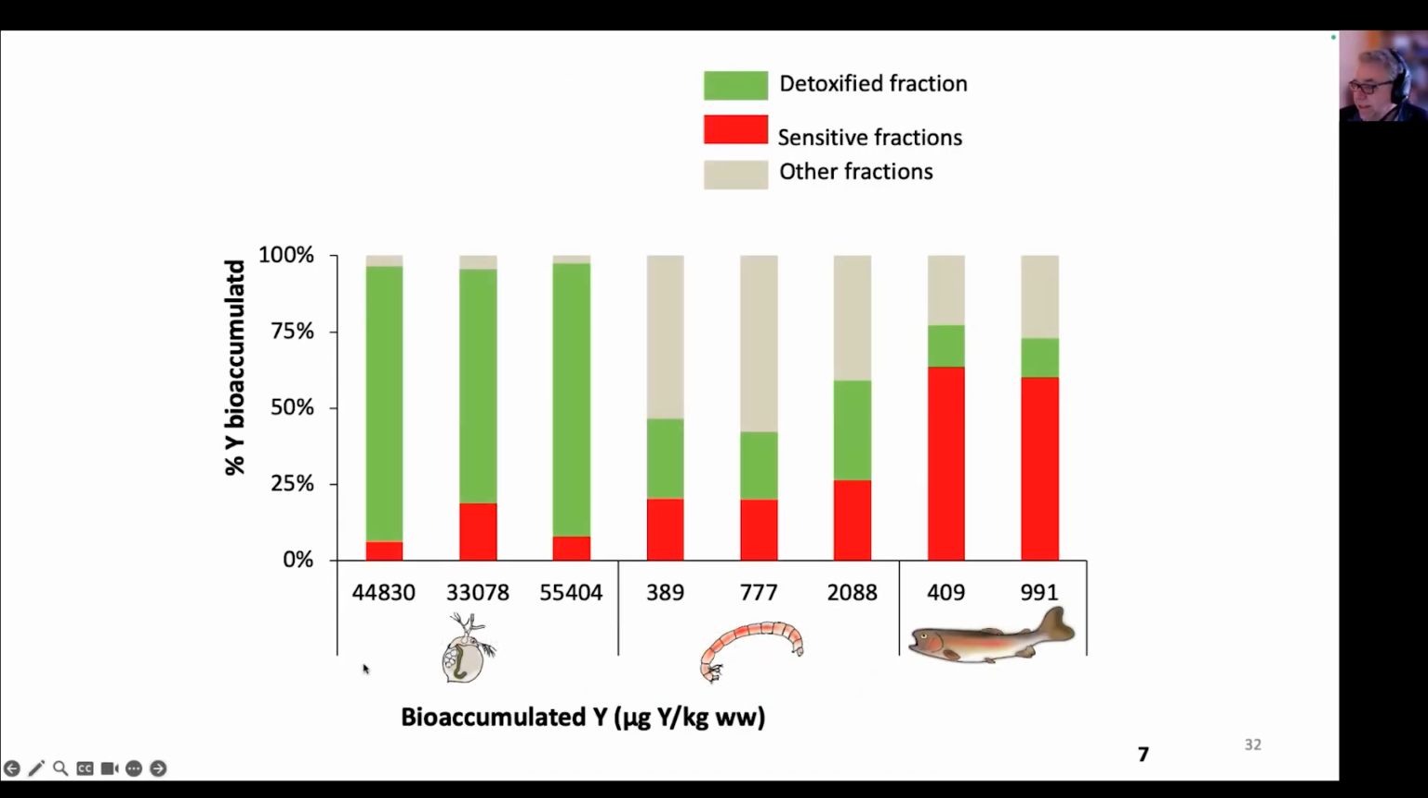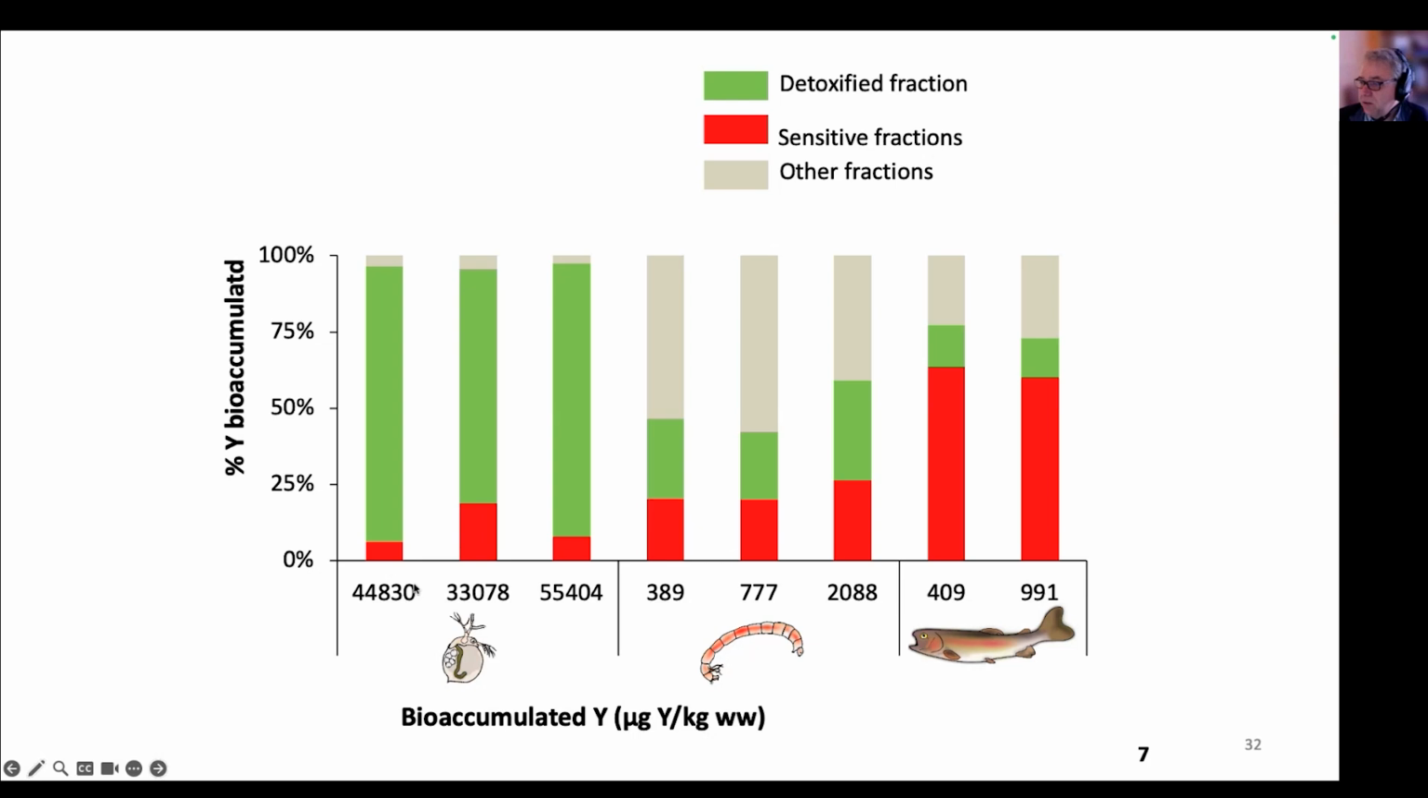First of all, the big numbers here are the bioaccumulated yttrium at the end of the experiment, and you can see very easily that Daphnia magna is a far better bioaccumulator of yttrium than the trout, for instance. You have orders of magnitude of difference. Then if you look at the subcellular fractionation of this yttrium, you can see that in Daphnia magna, it's mostly in the detoxified fraction, so granules or maybe the exoskeleton as well, whereas in the trout, it's mostly in sensitive fractions such as mitochondria.